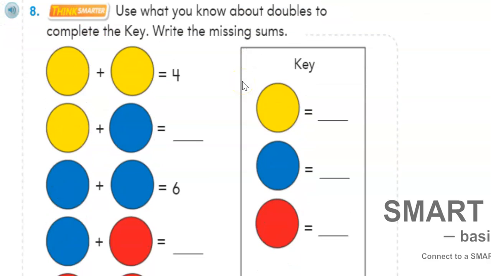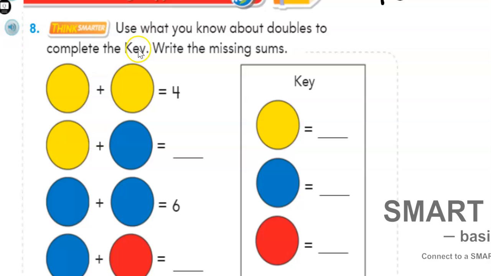Okay, so for this problem number 8 right there, it says, use what you know about doubles to complete the key. Write the missing sums. Who can remind me what a doubles fact is? Go ahead, Zayden.